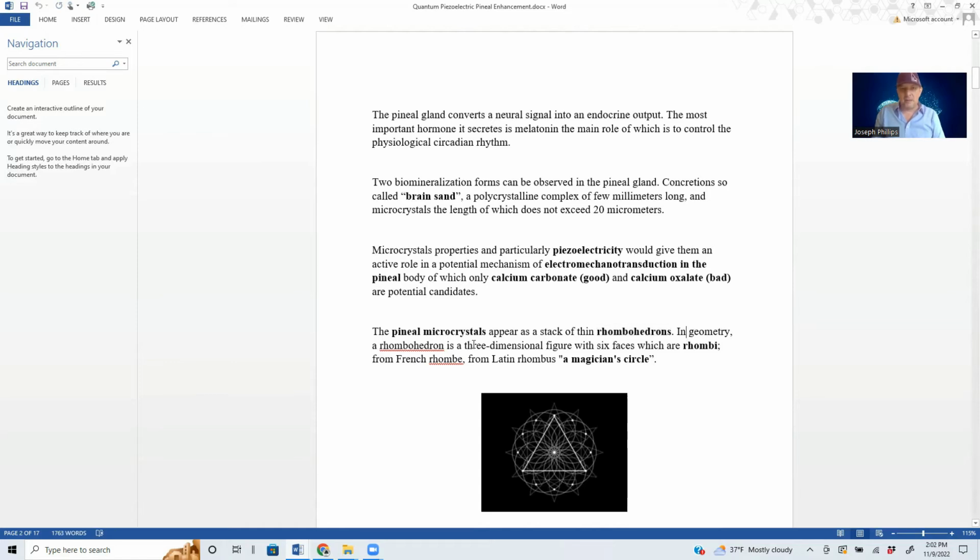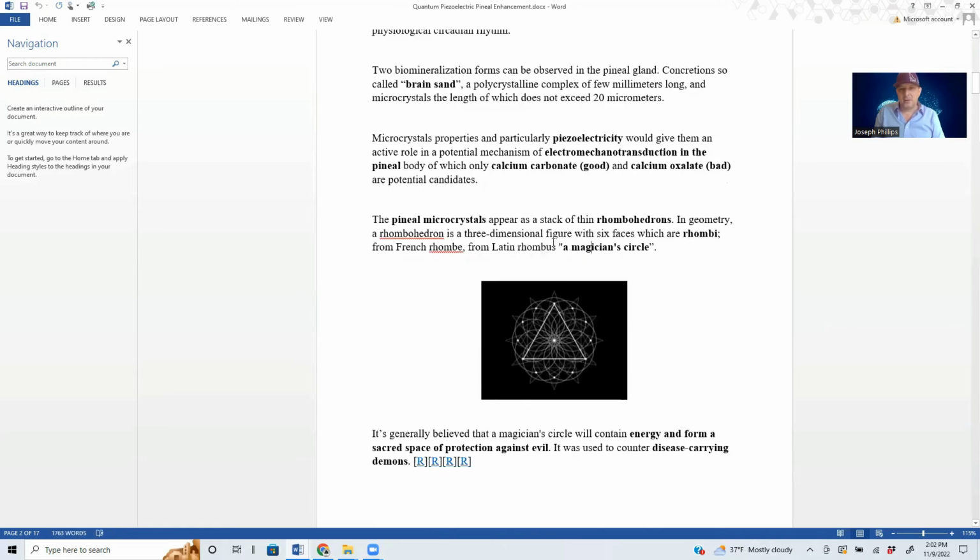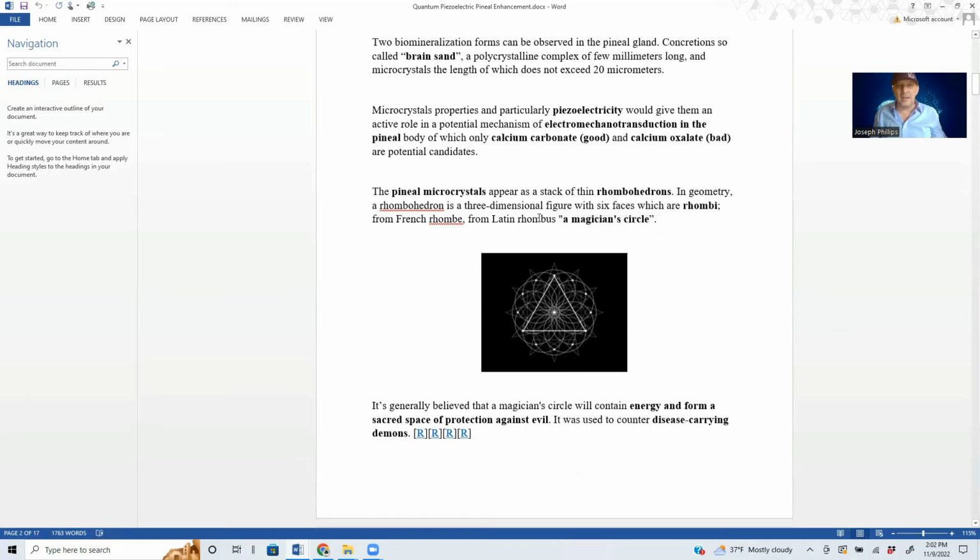It's a three-dimensional figure with six faces, which are rhombi. And you can look this up on Wiktionary. Rhombi is from the French word rhombe, from the Latin rhombus, literally meaning a magician's circle. So listen to this. You have the geometry of a magician's circle forming in your pineal gland. People, believe it. It's happening. This is just science here.